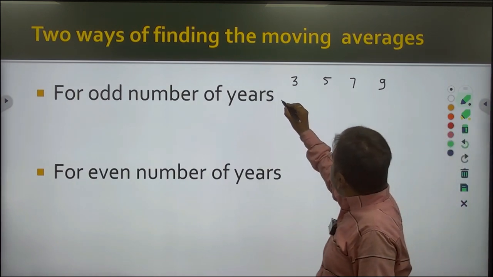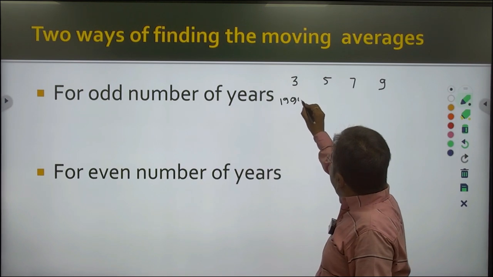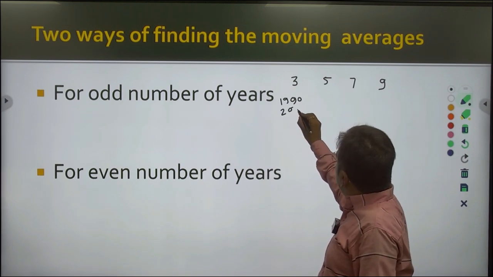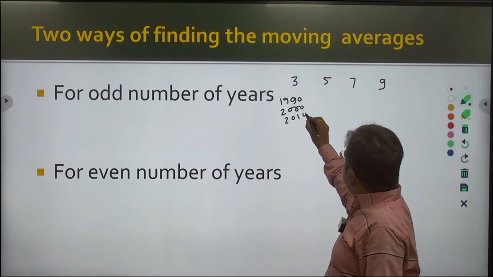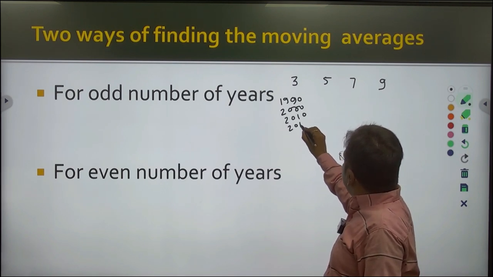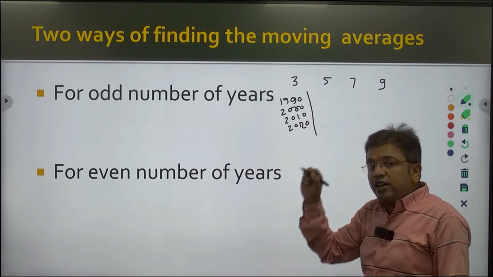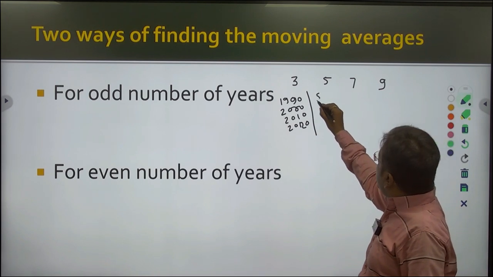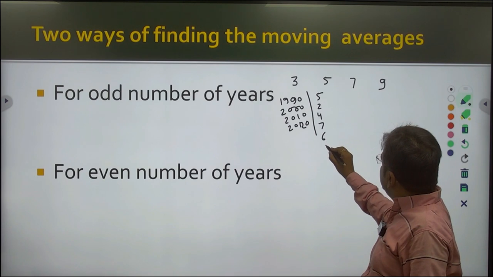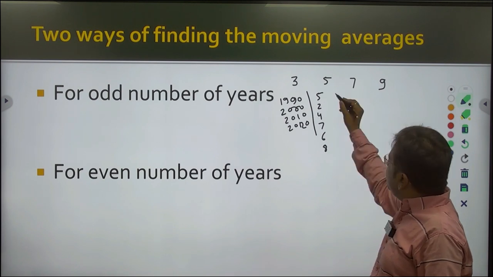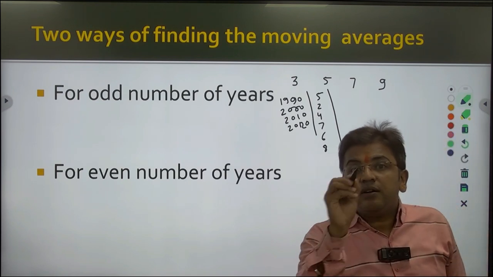The first series says that there is a certain time frame given: 1990, 2000, 2010, 2020. So these are the years which are given over there. Then there will be values given, like 5, 2, 4, 7, 6, 8, some values will be given over here. And then you have to calculate the moving average.